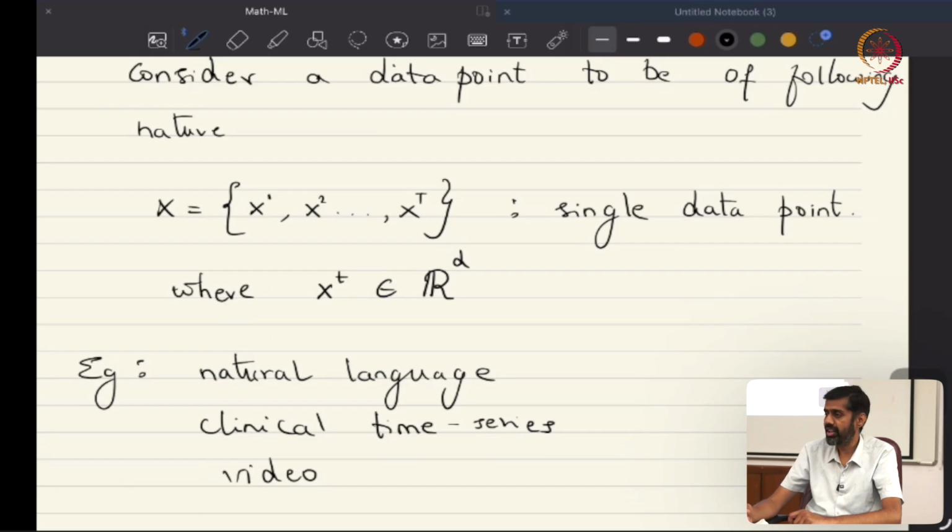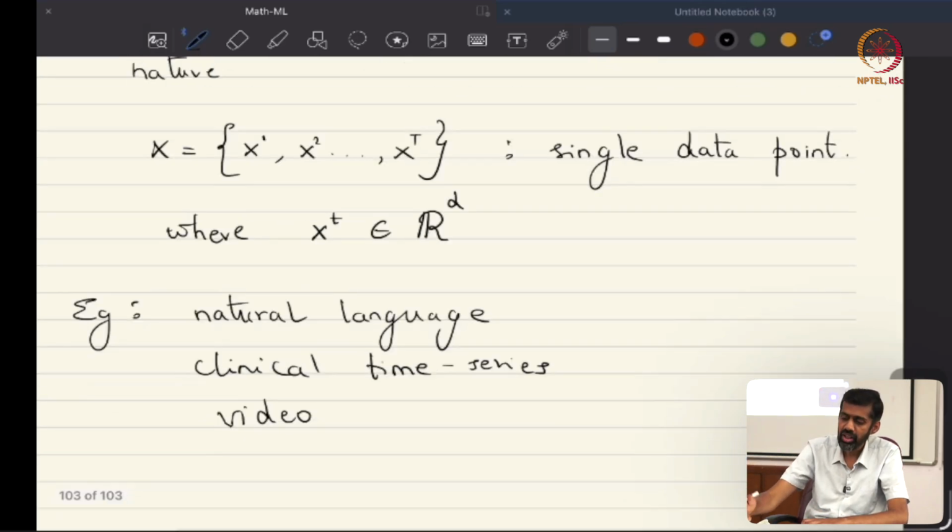How do you look at a clinical time series this way? Suppose you are making measurements, and you make 5-6 clinical measurements at every time, and you make 100 measurements over time. That becomes one data point. Please note that we are talking about one data point, and our data set will have several such time series. That would be your data set. Does it make sense? And how is a video a sequence? Every point is now an image, and we know how to see an image as a d-dimensional vector, and that becomes a sequence.